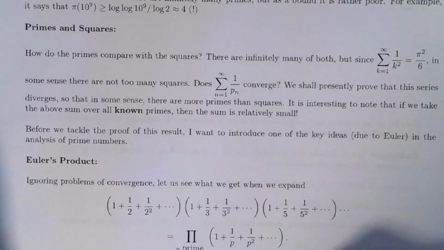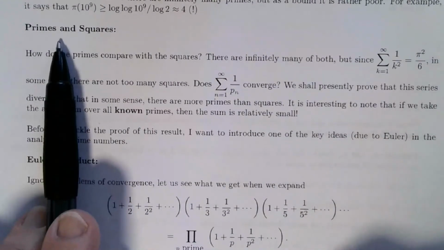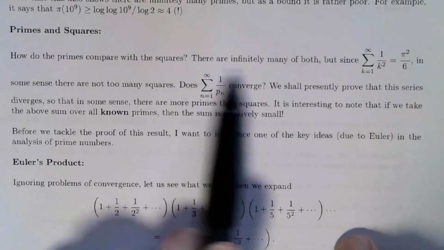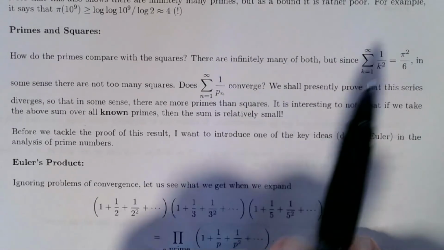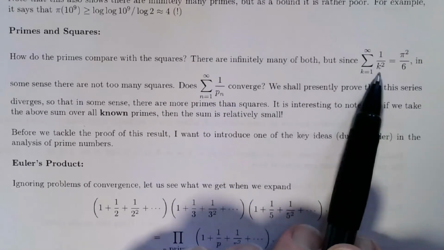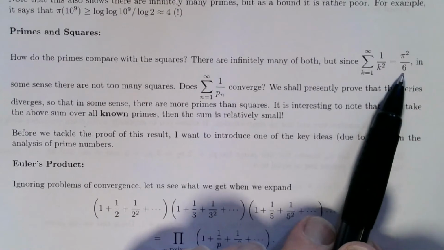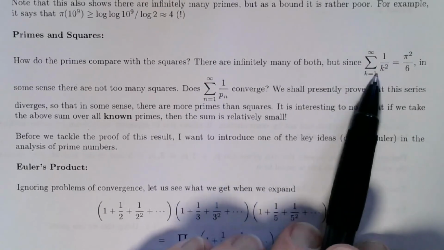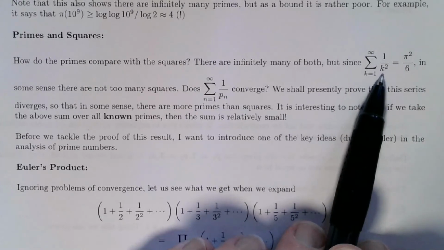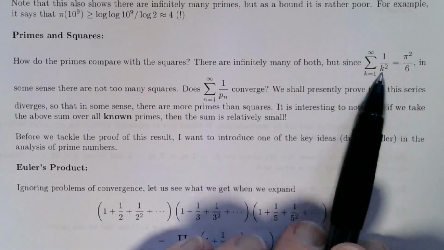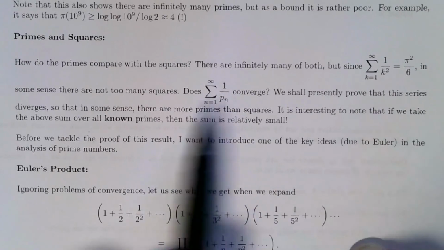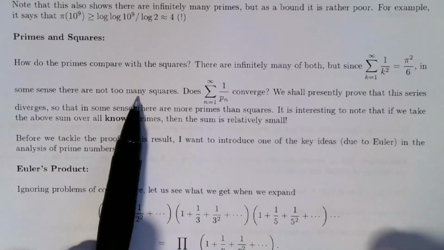Just to have a look at how primes and squares compare. There are infinitely many of both, of course, but when you take the reciprocals of the squares, then you get pi squared on 6, which is finite. So although there are infinitely many squares, they thin out fairly quickly because the sum of the reciprocals is finite. It's pi squared on 6. So in some sense there are not too many squares.